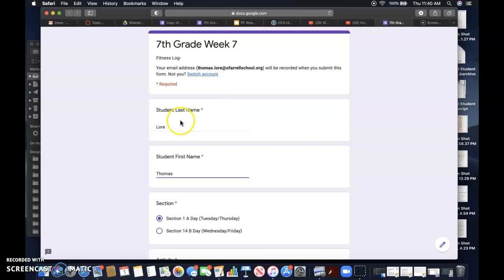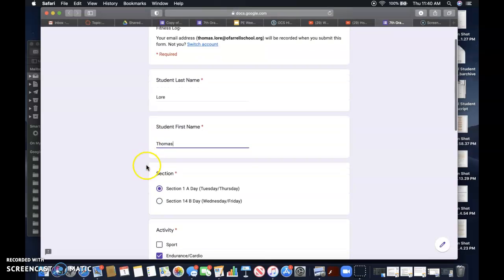So, student's last name. My last name is Lori. I put my last name first here. I know that seems kind of backwards, but it makes it a lot easier for us when we're entering grades if you're able to follow this and get this done correctly. So we typed in my last name, Lori, right there.